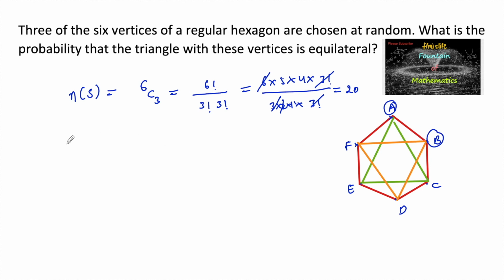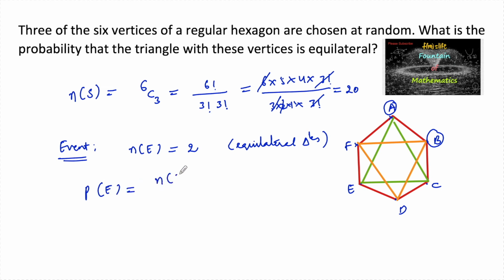So our event, the number of equilateral triangles from this regular hexagon, is n of E equal to 2. So only 2 are equilateral triangles. There are 20 triangles formed from the 3 vertices, but among these 20 triangles, equilateral triangles will be only 2. So we can say the probability of an event is equal to n of E upon n of S, that is 2 upon 20, which is 1 upon 10. So 1 by 10 is the answer.